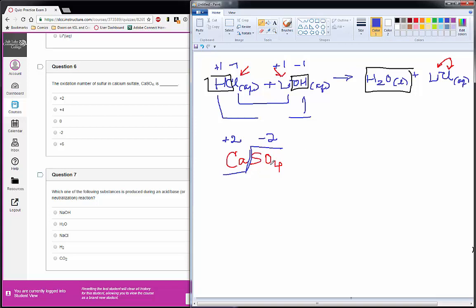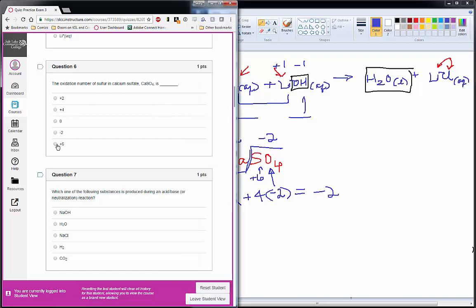So if there's no fluorine and there's no hydrogen, then we look at the oxygen and say that that gets to be -2, and there are 4 of them. So 4 times -2 plus whatever the sulfur is has to equal the overall charge, which in this case is -2, and hopefully you'll see that that's x plus -8 equals -2. X must be +6. So the sulfur is +6, the oxygen's -2, calcium is +2. So they want the sulfur, +6. Okay.